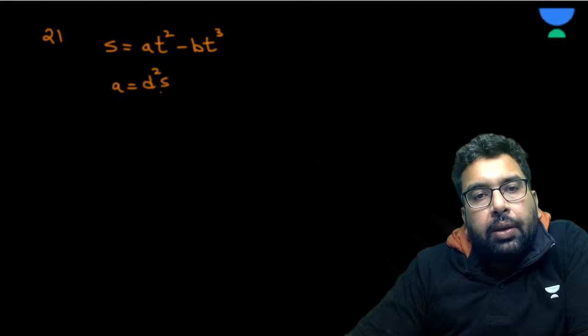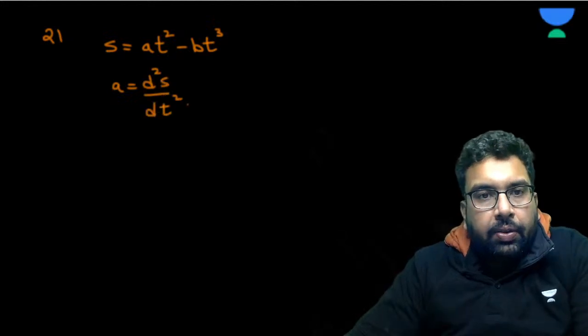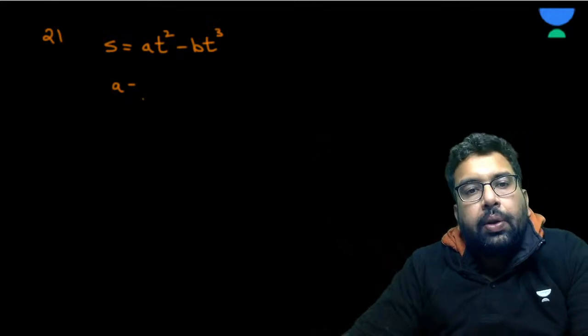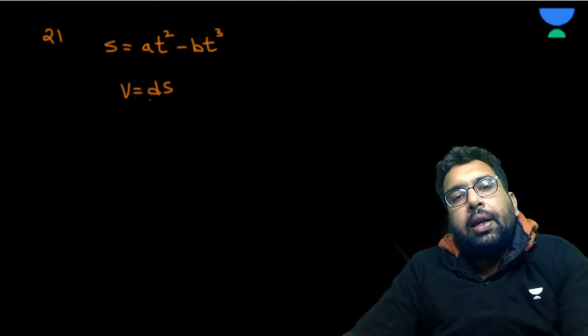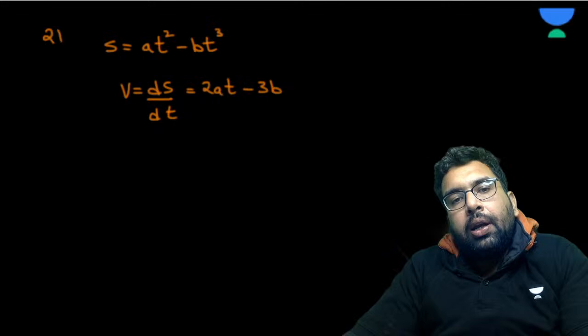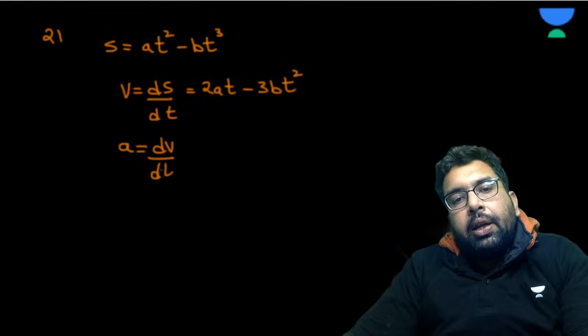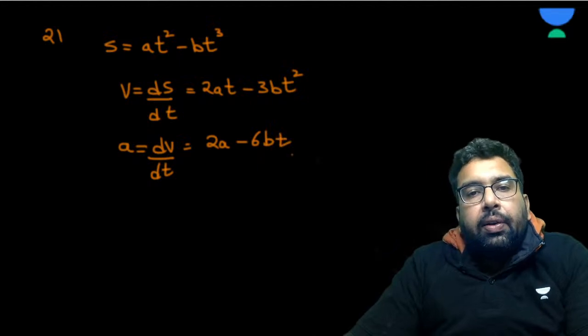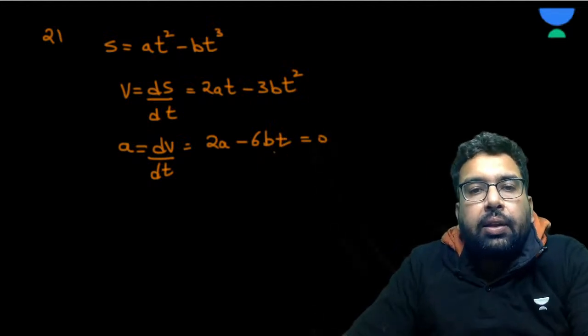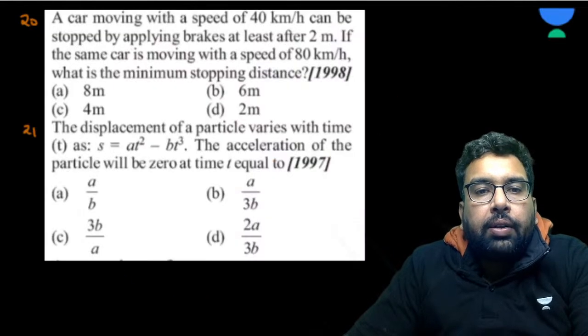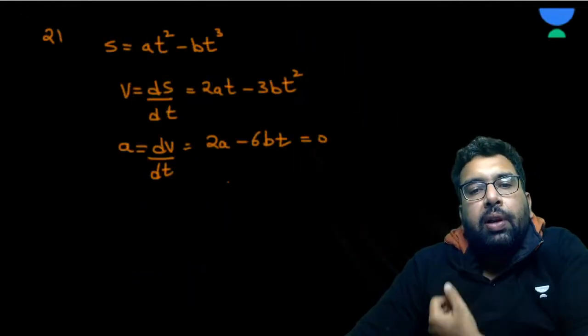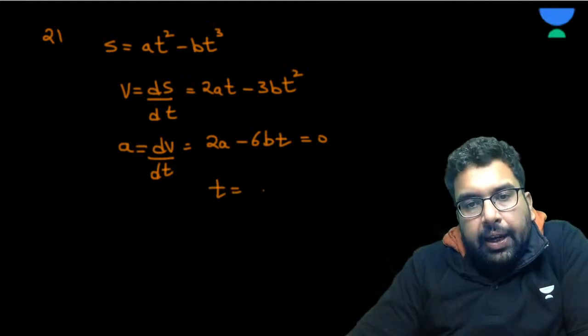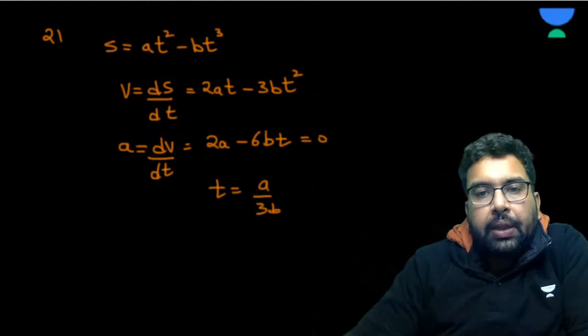So it is d2s by dt square, right? First of all, let's find the velocity. The velocity will be ds by dt, that is 2at minus 3bt square. And what is going to be the acceleration? Acceleration is dv by dt, so it is 2a minus 6bt. Right, so it asks at what time the acceleration becomes 0. So the acceleration of the particle will be 0 when t is equal to a by 3b. Very simple. Yes or no?